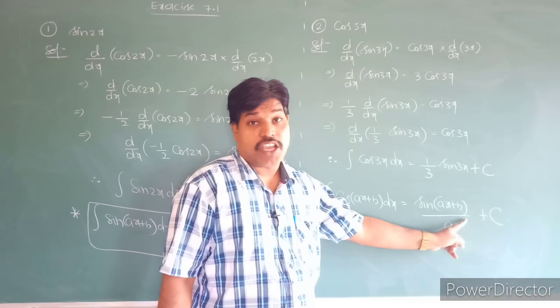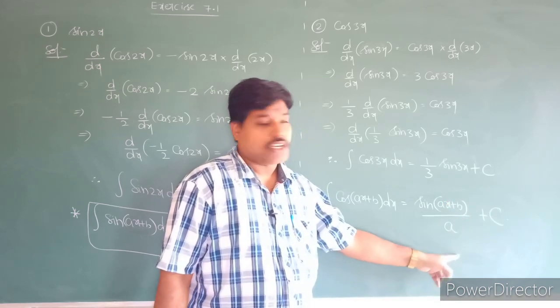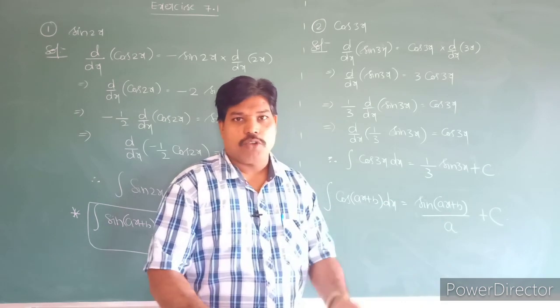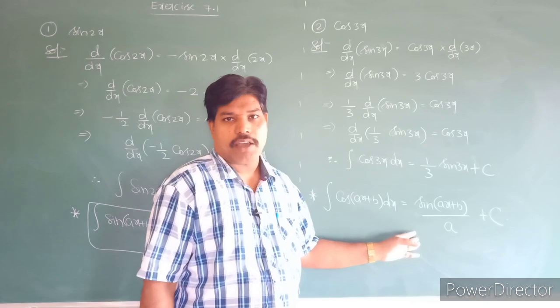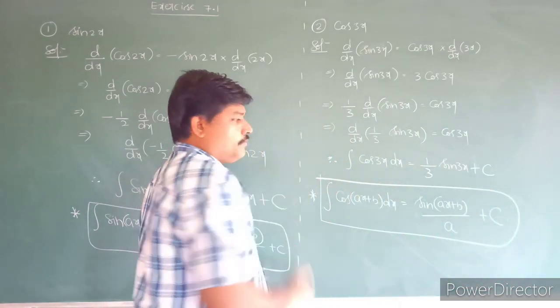Ax plus b derivative is a. It will come under the denominator of sine of ax plus b. Do you understand that? So this is the proof why you are getting the value a under. In the next questions we will use these formulas directly. So see that question, students, and write down these formulas.